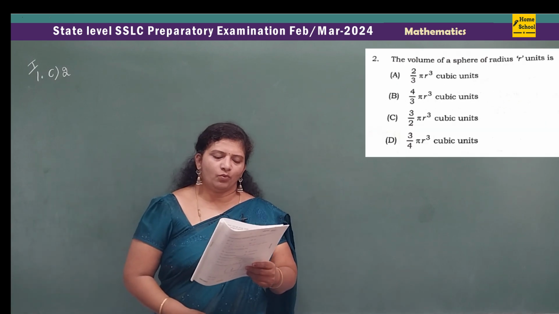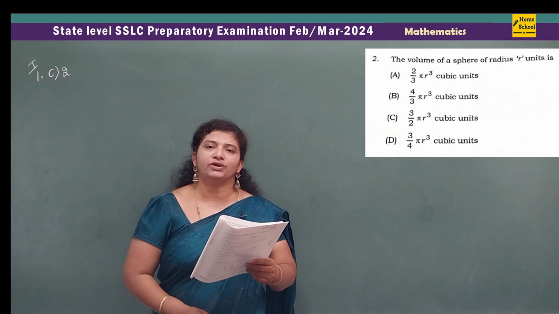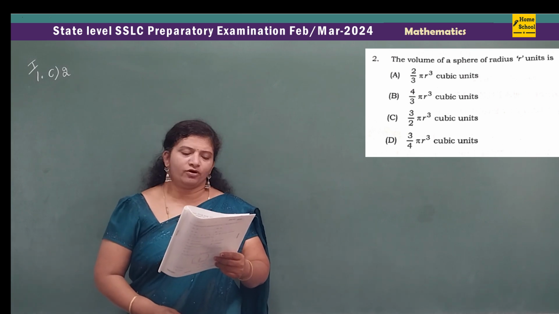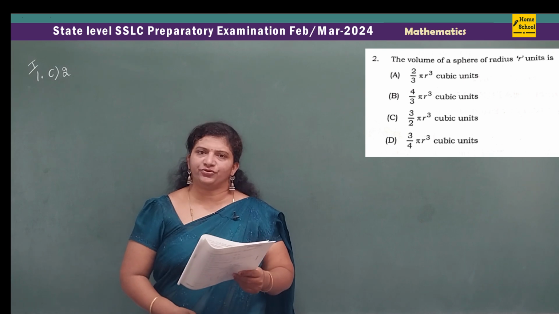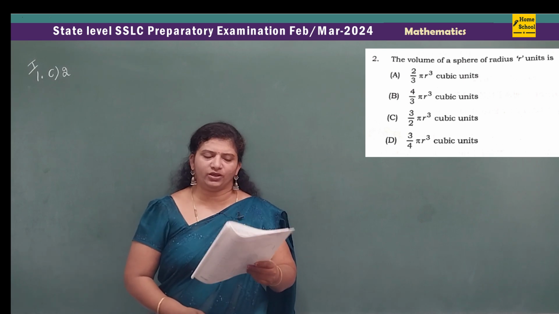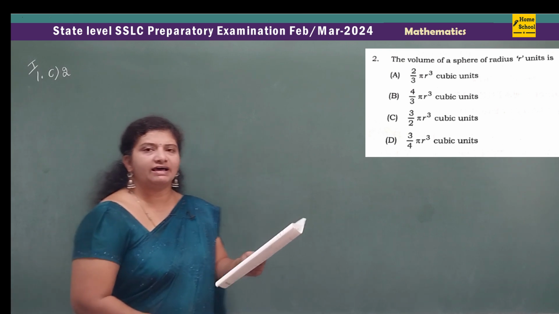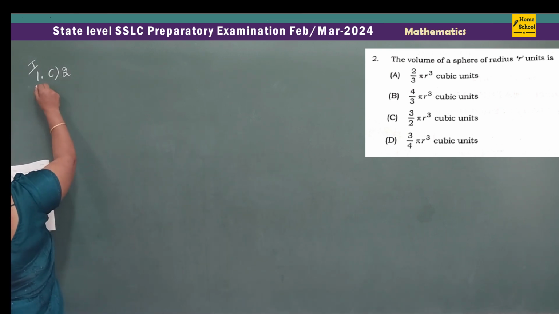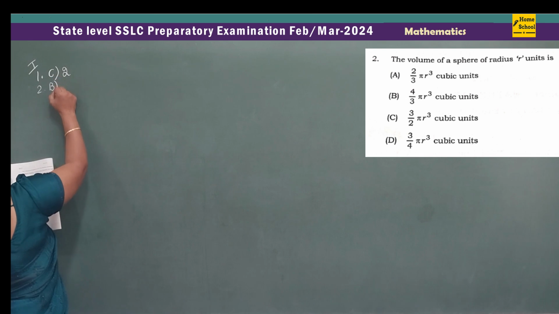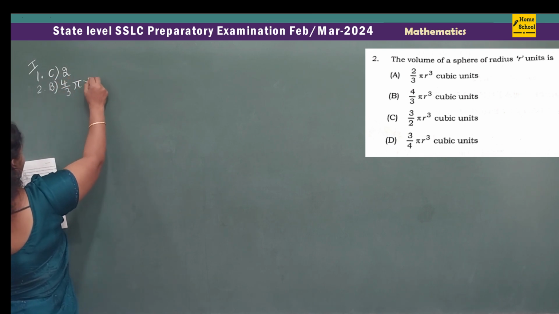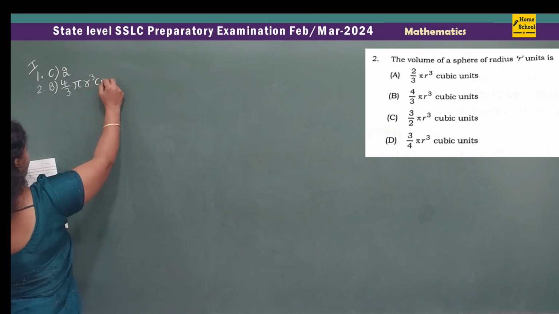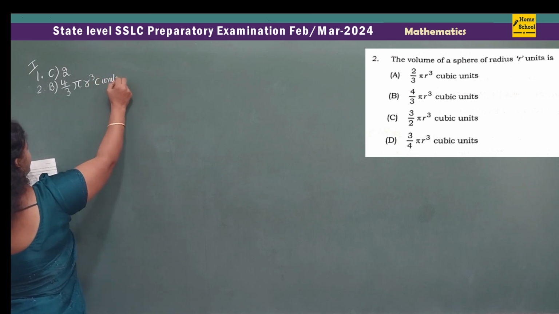Second one, the volume of a sphere of radius r units is. It's a direct formula. Volume of a sphere is 4 by 3 pi r cube cubic units. Where is the answer? The answer is at option B. Option B, 4 by 3 pi r cube cubic units.